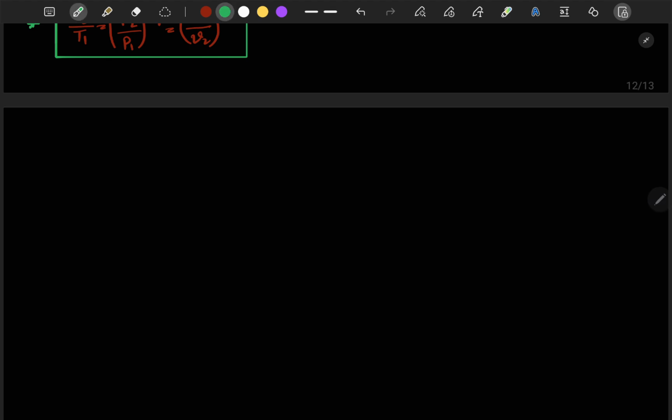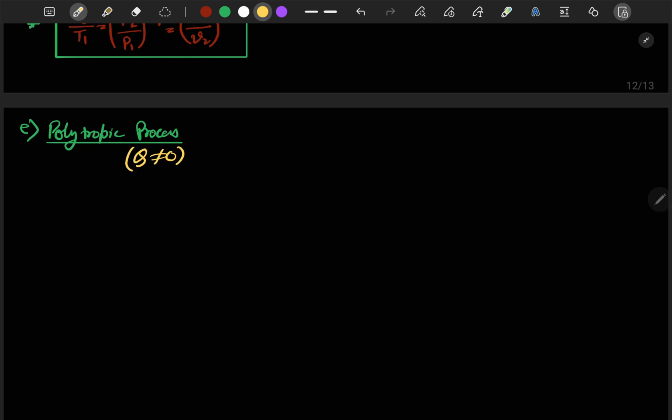Now there is one more process. Let's say this is a fifth process, process E, which is the polytropic process. This polytropic process is similar to the adiabatic process. The only difference is that here there is a presence of heat transfer, that is, Q is not equal to 0.